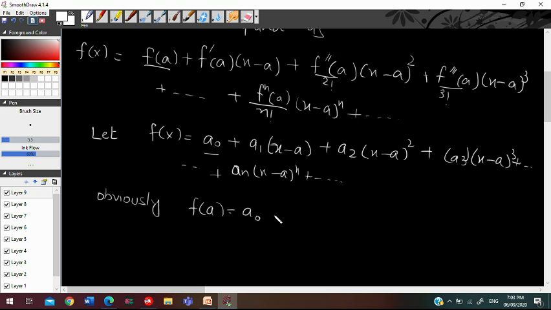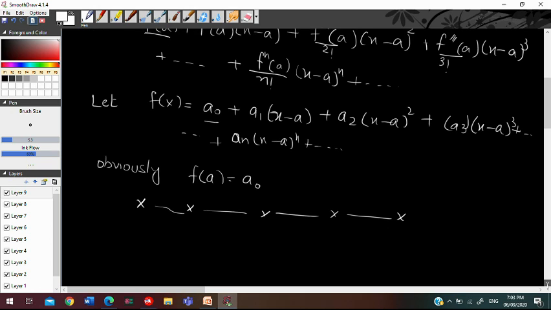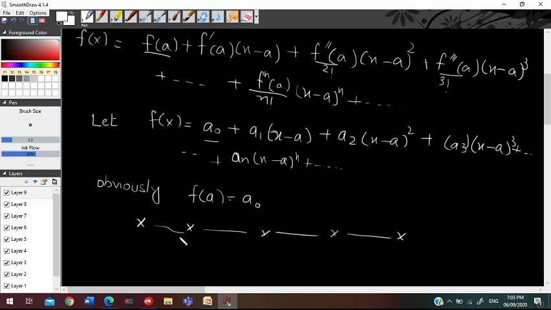So obviously if both are the same series, then this first term must be equal to this a naught. And now if we take the first derivative of this function, this f of x. Okay, I just want to explain one thing, so I will give you a little break. Now this is the rough work. For rough work, I will show you something.